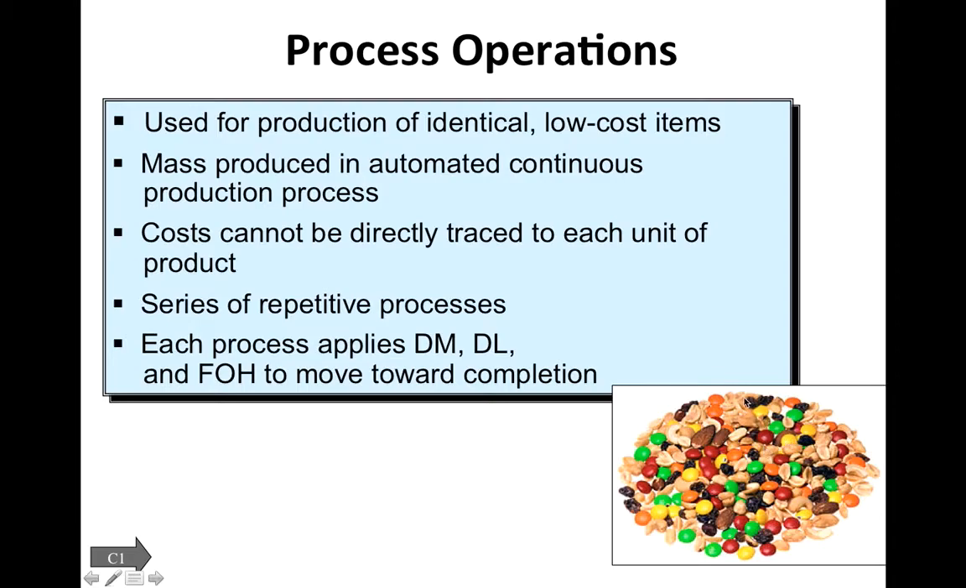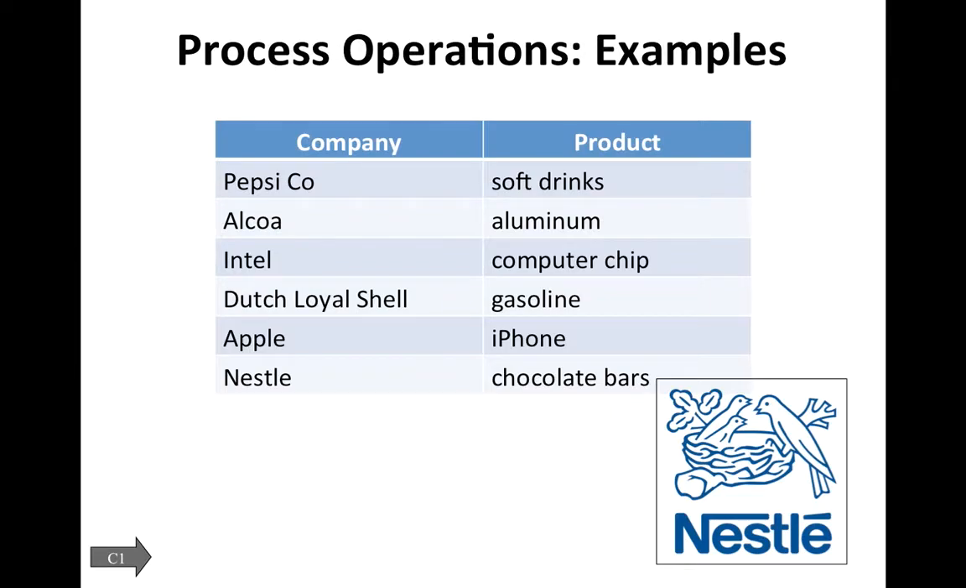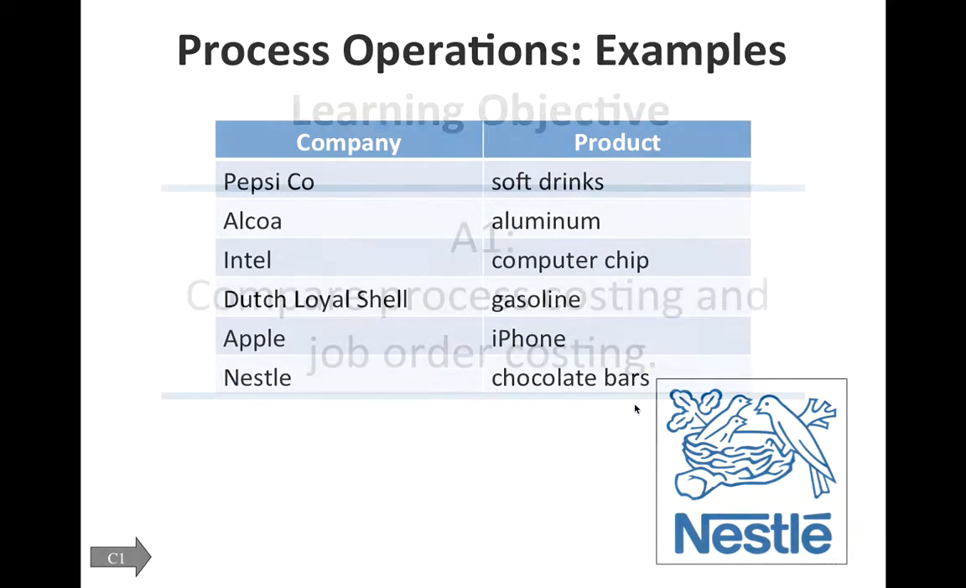So here's an example of the trail mix, right? So trail mix will go through different processes until we have the finished product, and it's a continuous, identical, homogeneous product. So we will have to accumulate costs and assign them without regard to how much cost goes to each finished unit. So here are examples of process operations where we're going to use process costing: soft drinks, aluminum, computer chips, gasoline, iPhones, chocolate bars.